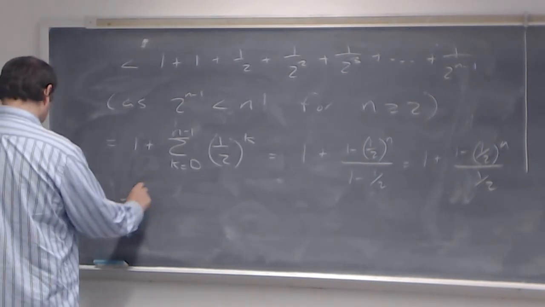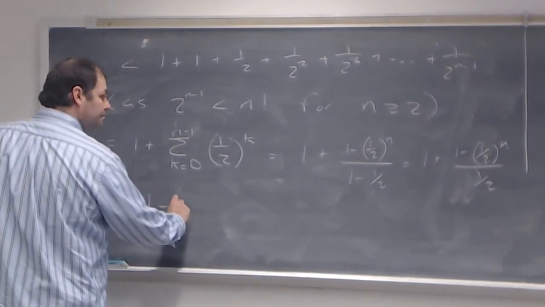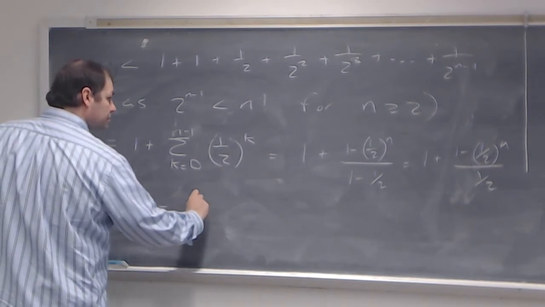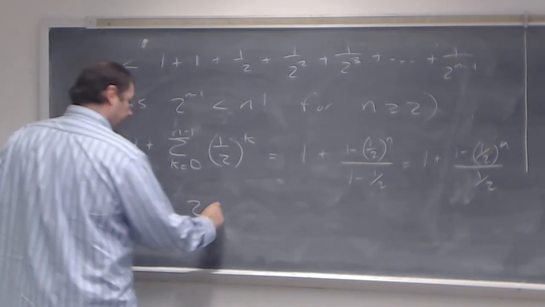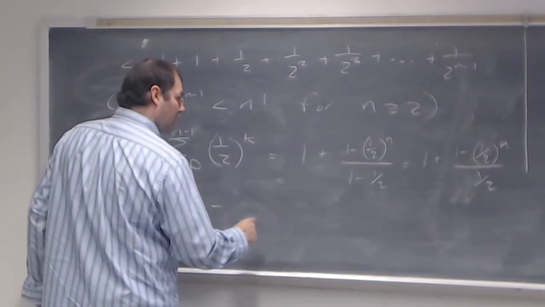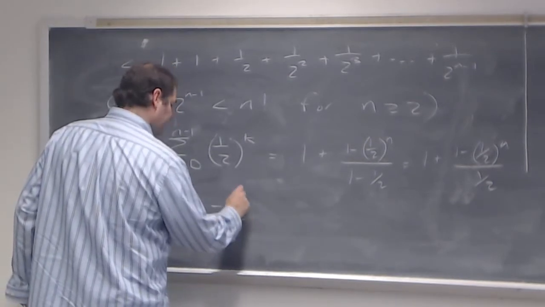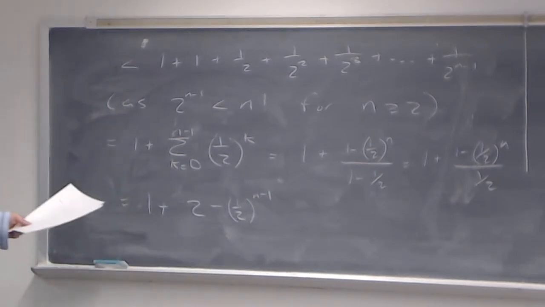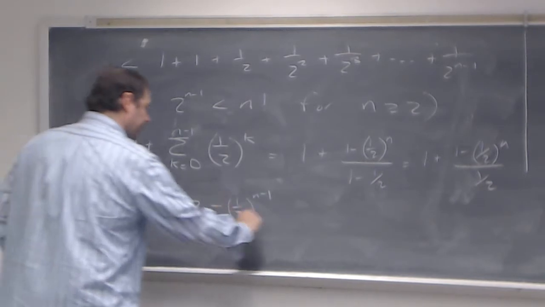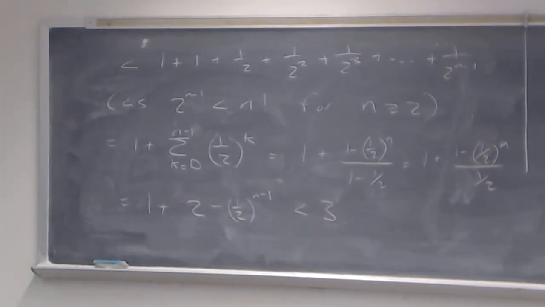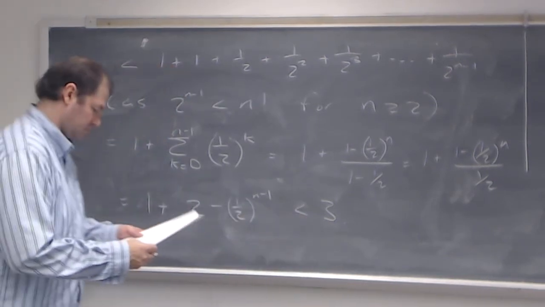Which is the same thing as 1 plus 2 minus 2 times 1/2 to the n, or 2 times 1/2 to the n minus 1. And 1 plus 2, of course, is 3, and then we take away something, that's 3. So what that tells us is that any term in the partial sum is going to be bounded by 3.